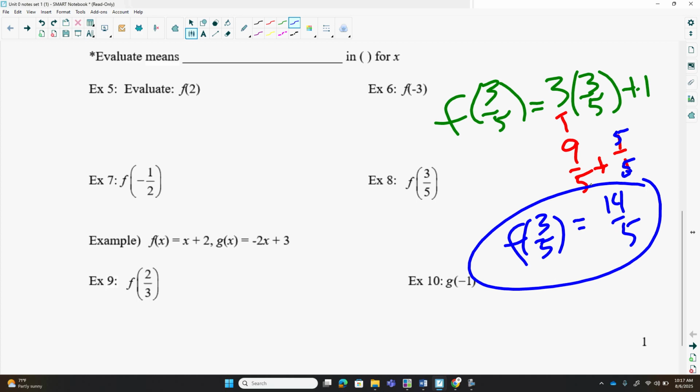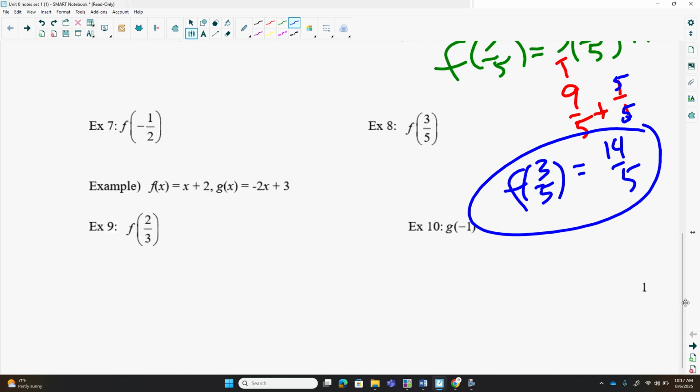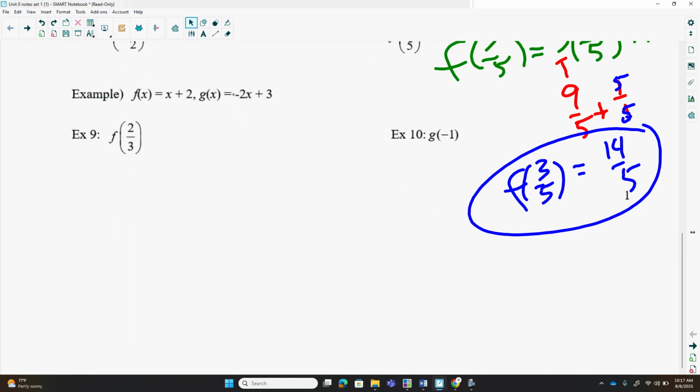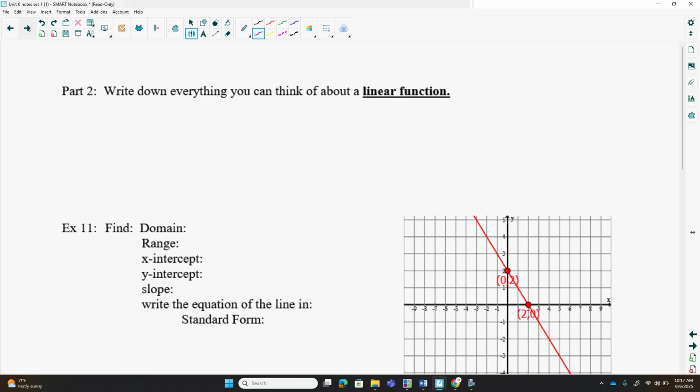All right, moving along. Now the next one is just showing you here on example number 9 and 10. I'm going to leave it to you guys to do, but all it's asking you to do here is notice the letters. The F goes with the F, and the G will go with the G, okay? So I'm going to skip those and move on, and we're going to go to linear equations.